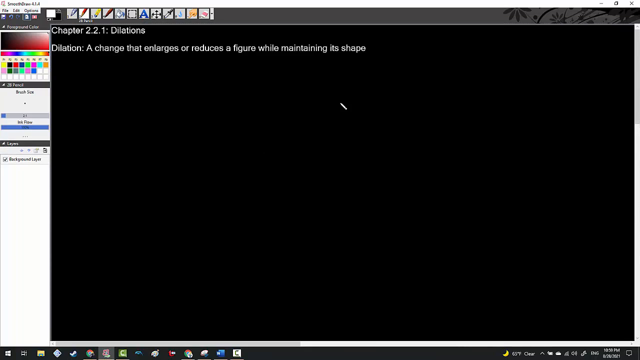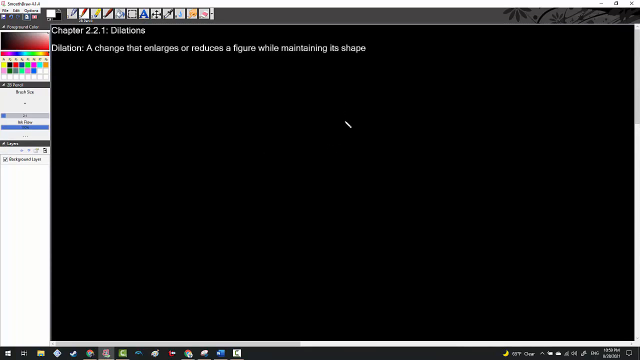Before we begin what we are learning, I do want to give you the definition. A dilation is a change that enlarges or reduces a figure while maintaining its shape. So go ahead and hit the pause button and write that down in your notes.